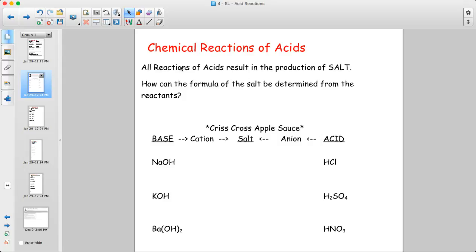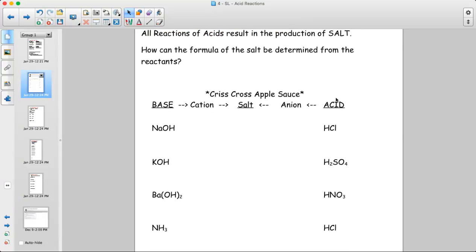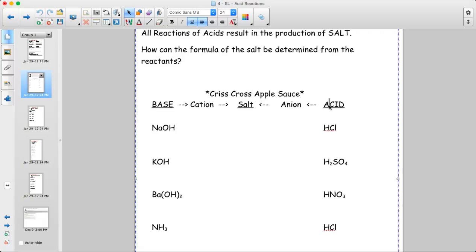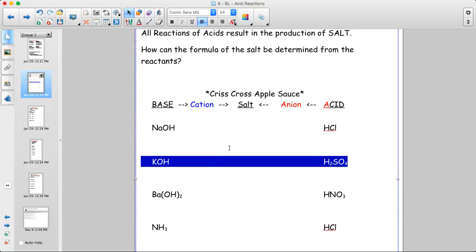So in any acid-base reaction, the key to figuring it out is that the first thing you do is figure out what's going to be the positive ion and what's going to be the negative ion in the product. So the nice thing is that the acid, if we highlight that, we're going to make it red, the acid always produces the anion. So that's kind of what I hold on to. And then by process of elimination, the base is always going to produce the cation. So we'll just highlight blue for base, and there's our cation.